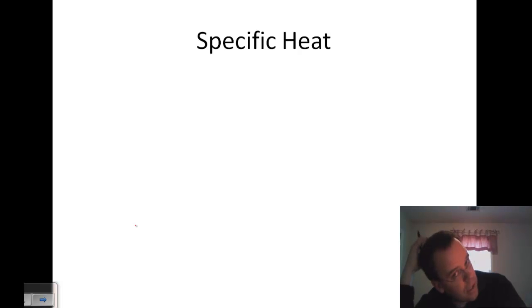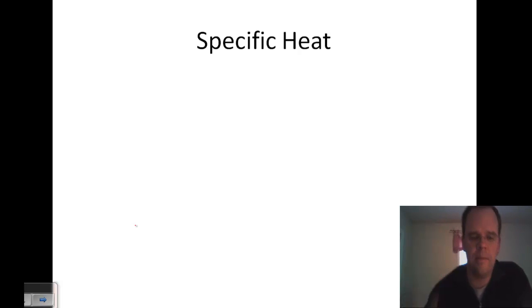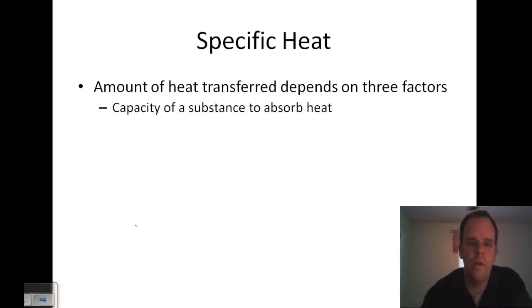Now, the first type of problem we want to look at deals with specific heat. When a substance changes its temperature, it is based on 3 factors: the amount of energy, the mass, and what's known as the specific heat. So the heat transfer depends on those 3 factors: the capacity of a substance to absorb heat, which is known as specific heat. Some things absorb heat better, some not as well. Think of metals. Metals absorb heat very easily, whereas other substances do not absorb heat very well. Its mass and its change in temperature.